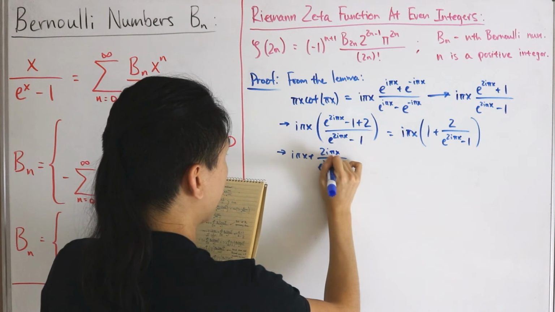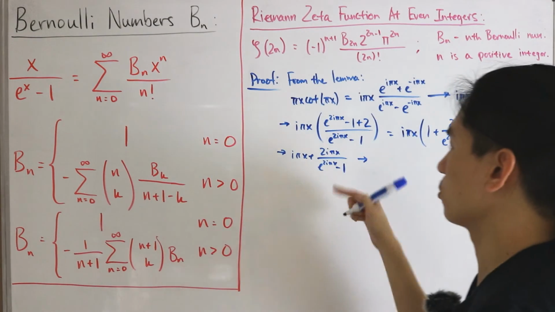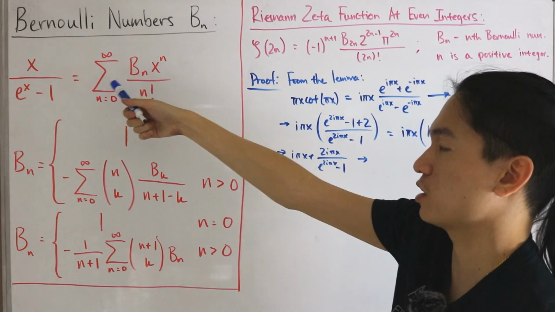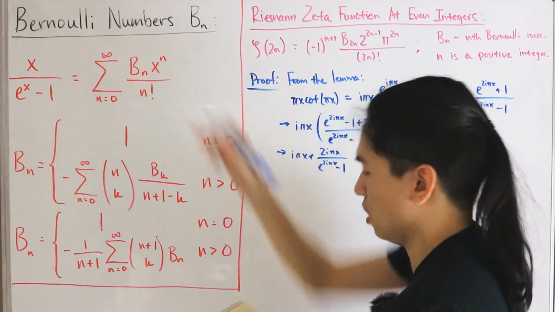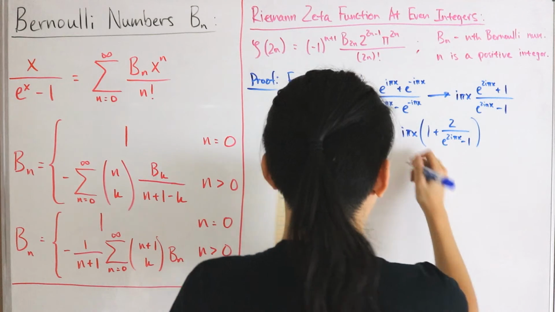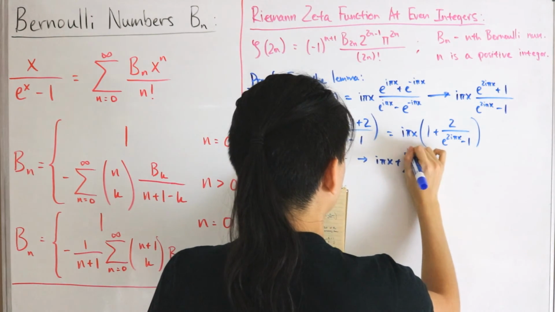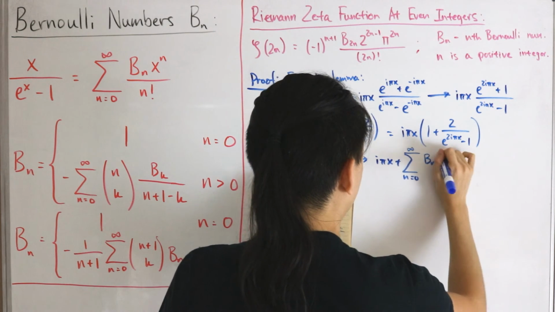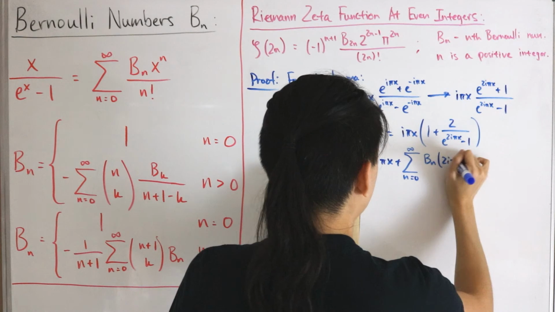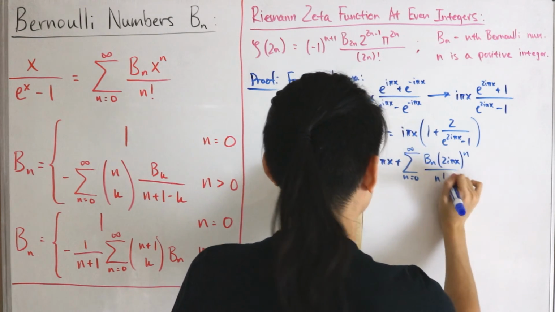divided by e to the 2i pi x minus 1, which, if you'll notice, specifically this term over here is written in the same form as the generating function of the Bernoulli numbers, so we can substitute that in for the infinite sum over here. So we'll have i pi x, and then add the infinite sum at n equals 0 of B sub n, times 2i pi x, to the power n, divided by n factorial.